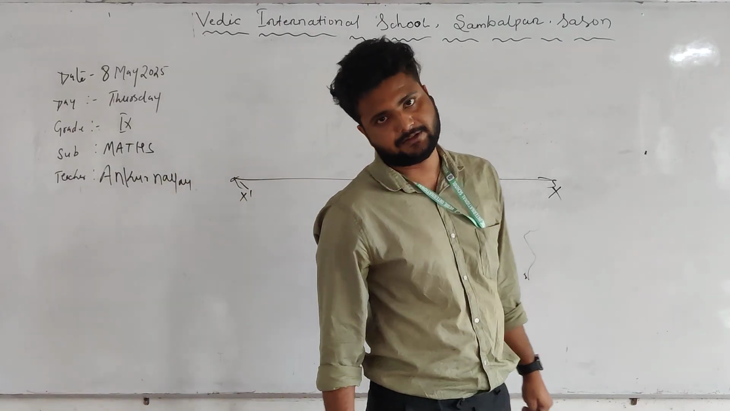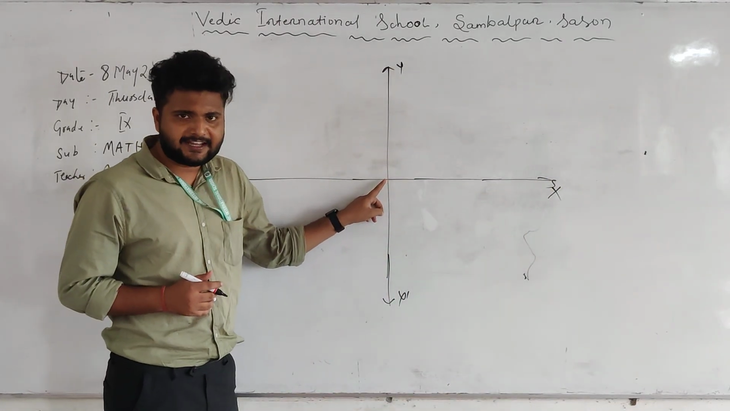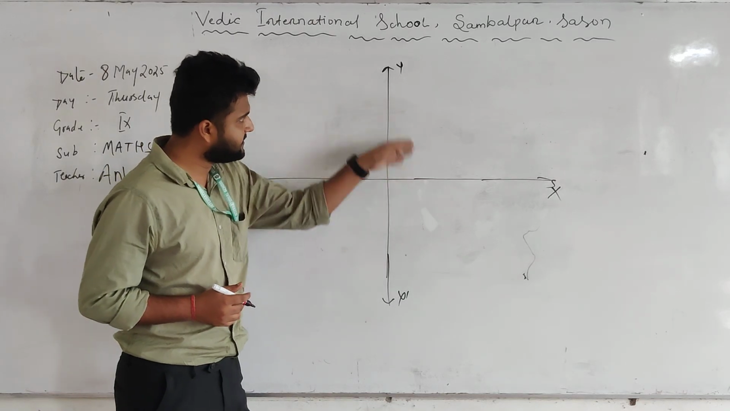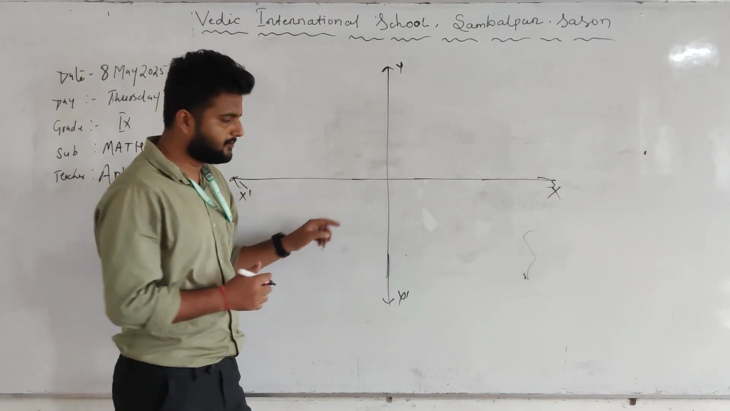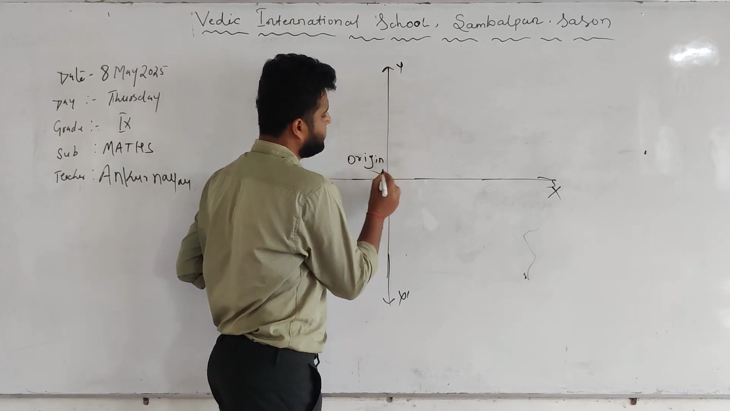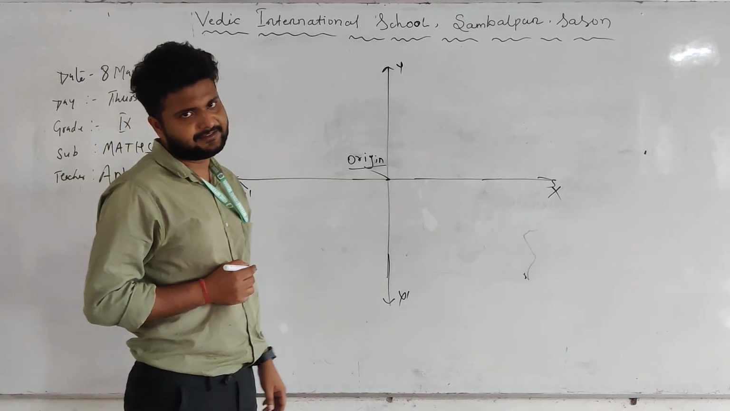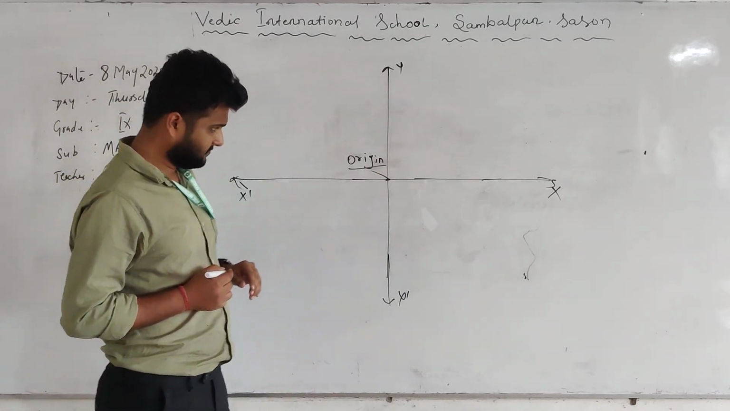Now, where these two lines, the x-axis and y-axis, intersect each other, at this point, this point is called the origin. This point is called the origin, where the x-axis and y-axis intersect each other.